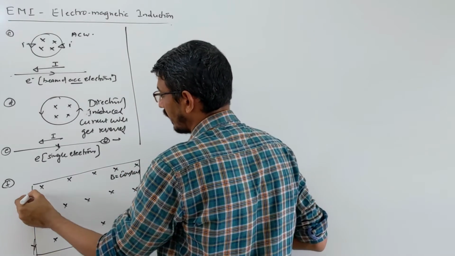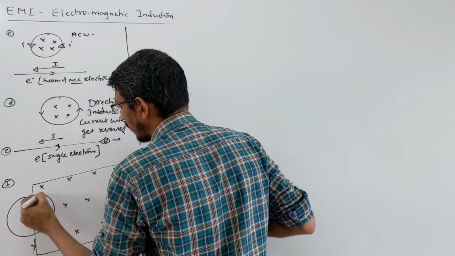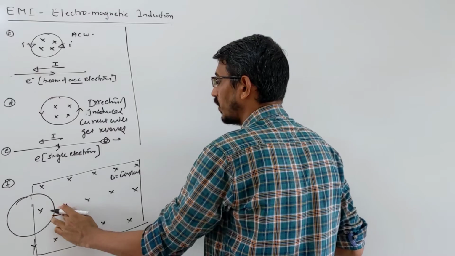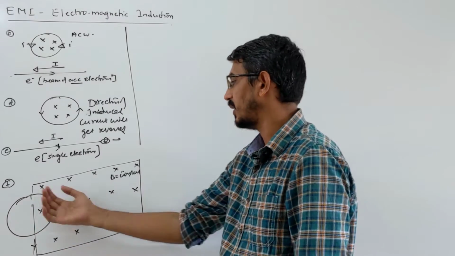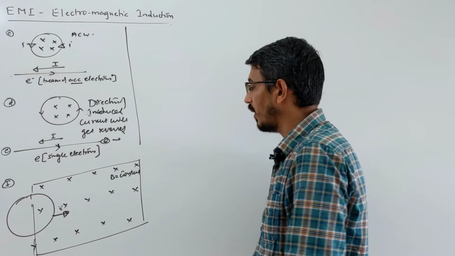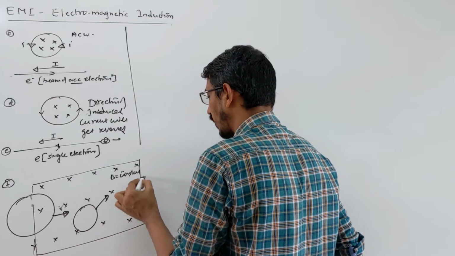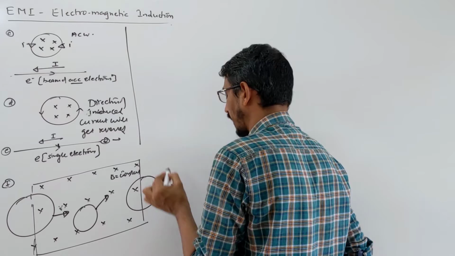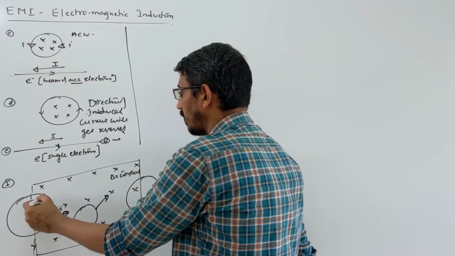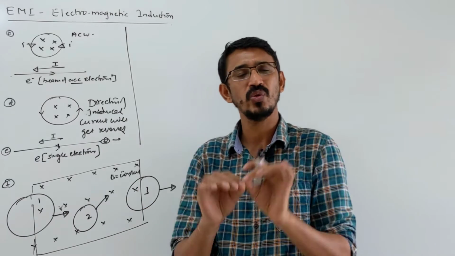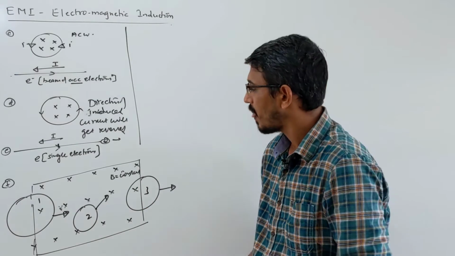Now some loops are there. One loop is like this one, and this loop is slowly entering your field. One loop is moving inside the field, and one loop is coming out of this field. Three loops are given, loop number 1, 2, 3, any shape, it doesn't matter, we just need a closed loop to produce induced current.